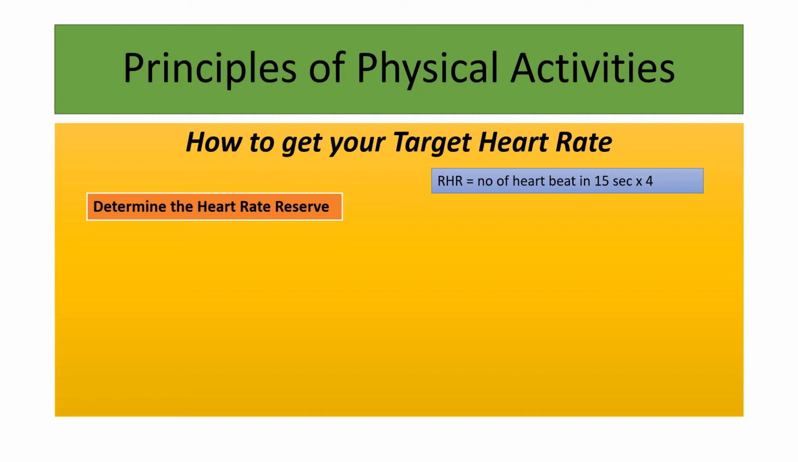So for example, nabilang na natin yung ating heartbeat at tayo ay nakakuha ng 30. So multiply it by 4, our resting heart rate is 120.